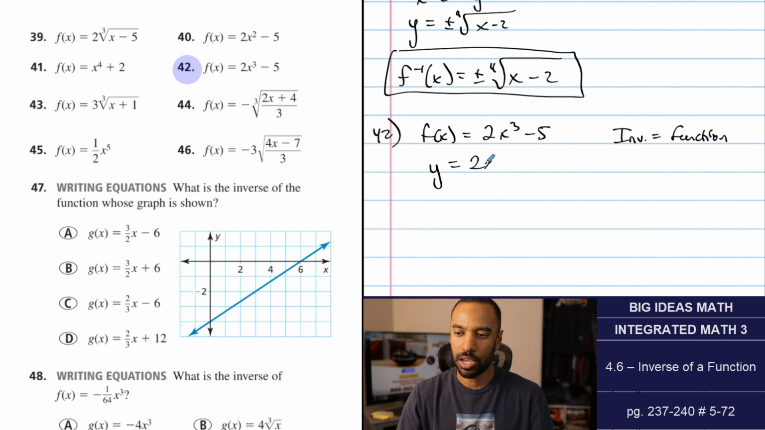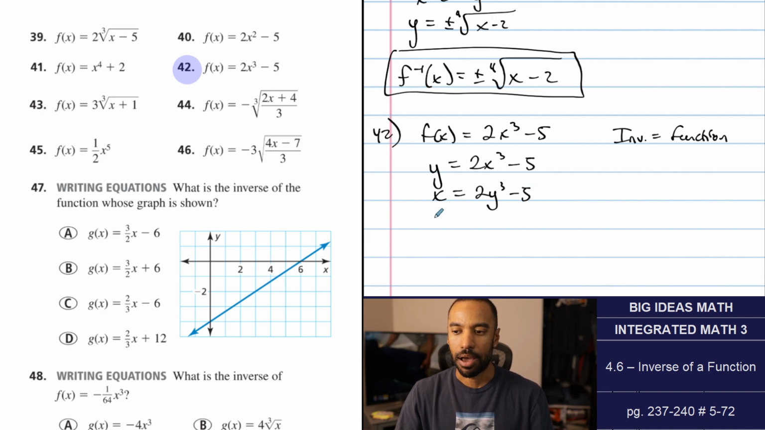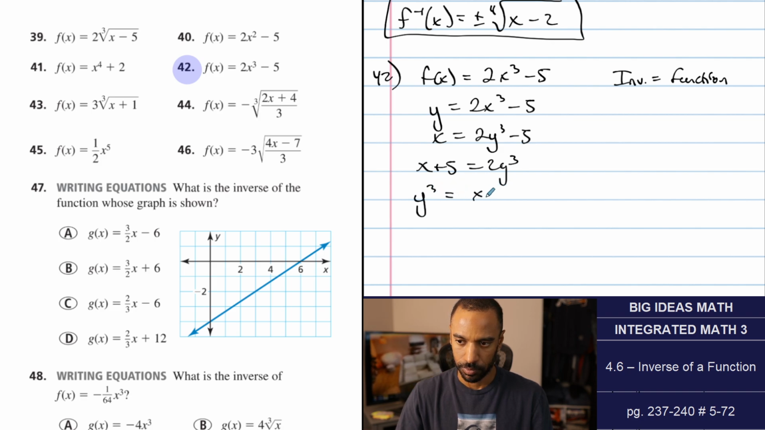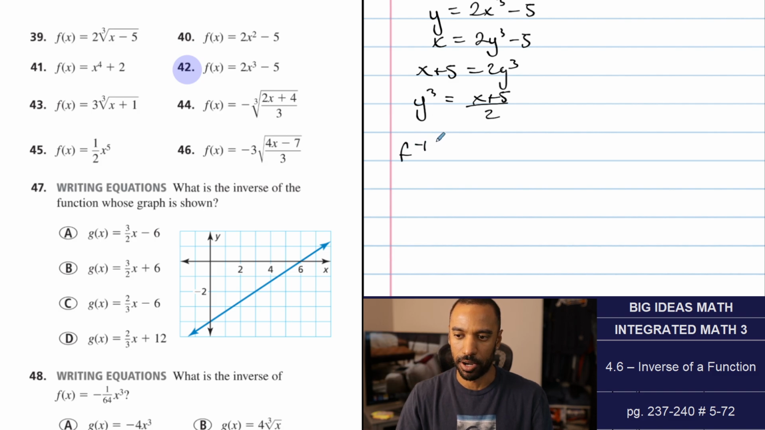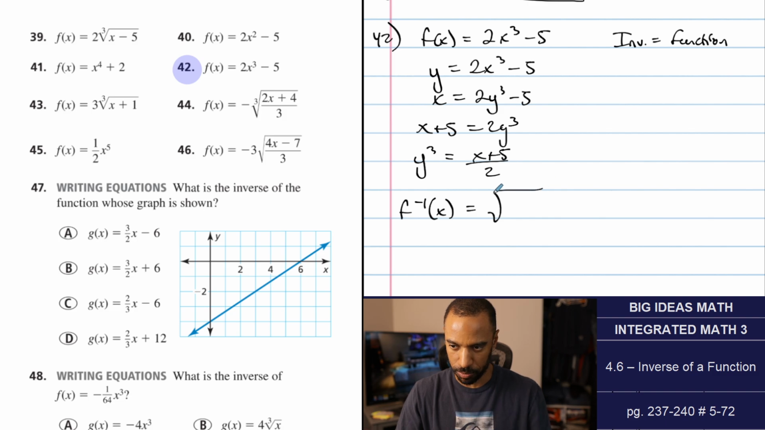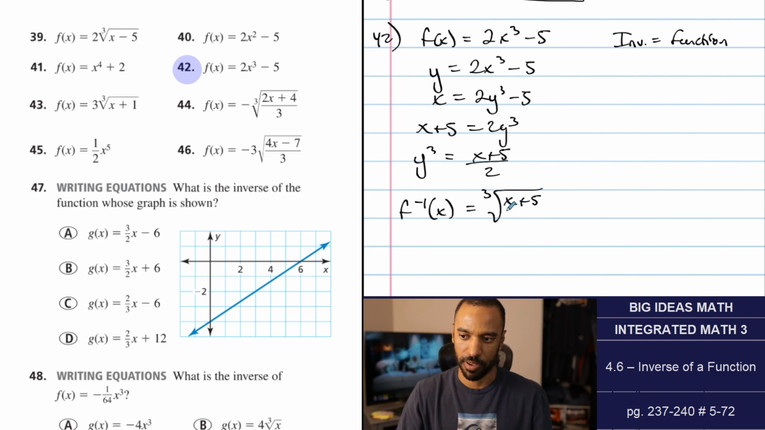So y equals this, swap it. So it's going to look the same as the other equation, but a cube root instead of a square root and no plus or minus involved. Now this time, oh, this isn't that same question, but x plus 5 equals 2y cubed. Let's just divide both sides by 2 now. And take the cube root of both sides. So I'm already going to transform it into this inverse appearance. So inverse function of x equals the cube root of x plus 5 all over 2.